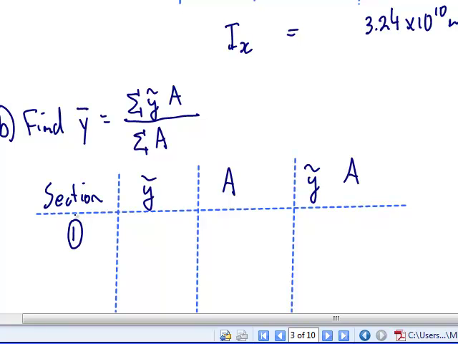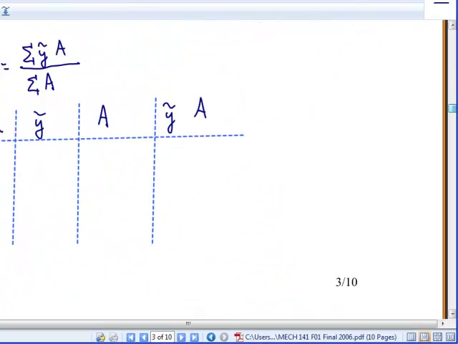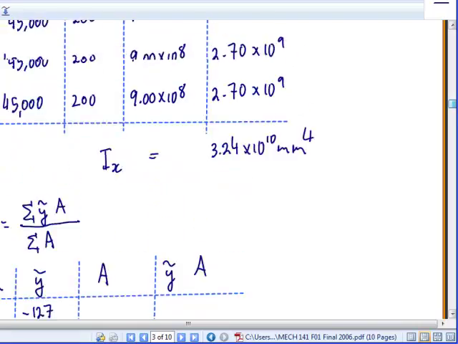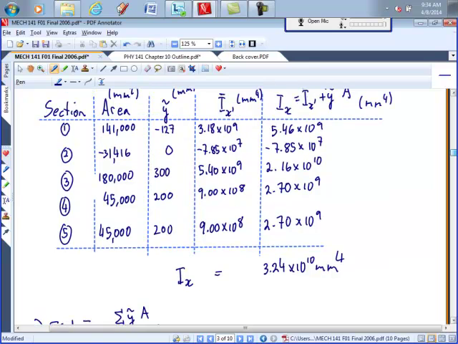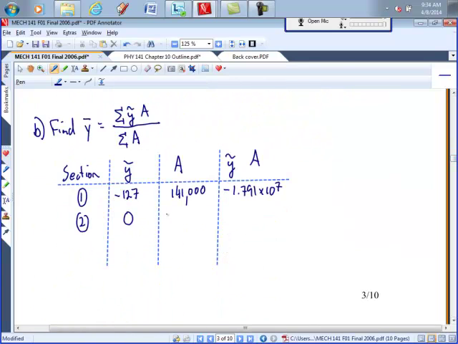So section 1, we've already calculated its y tilde. It is negative 127. This time it does matter that it's negative. Its area was 141,000. If I multiply those two together, 1.791 times 10 to the 7. Area 2 was the circle, so it had a y tilde of 0. It had an area of negative 31,416, times 0 is 0.